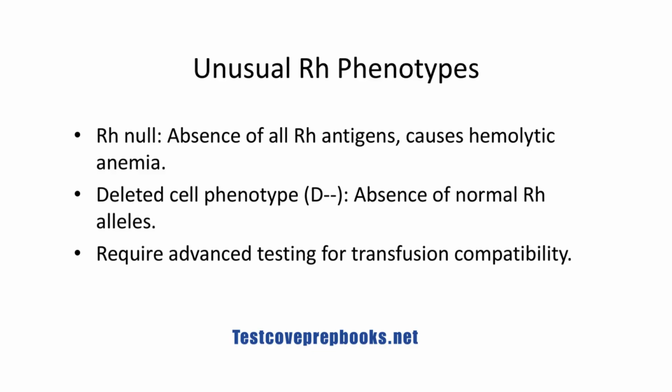Deleted cell phenotype, often referred to as D double negative, involves the absence of one or more normal Rh alleles. This can complicate blood typing and transfusion compatibility, requiring advanced testing methods to identify and match donors.